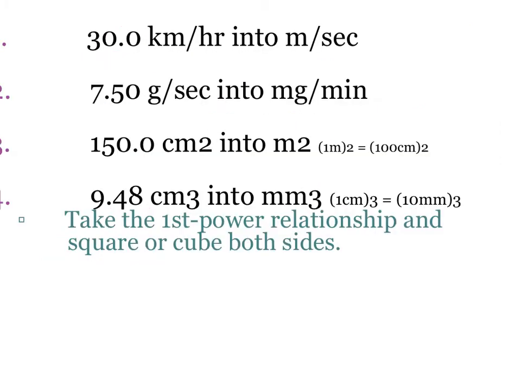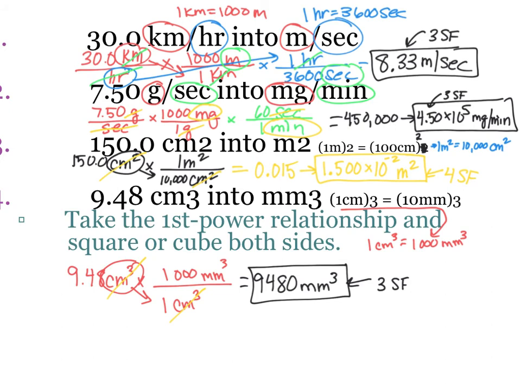So go ahead and pause the video and try to work through these problems on your own, and then come back to check your answers with mine. All right, walking through these problems. The first one, we had 30.0 kilometers per hour, needing to convert to meters per second.